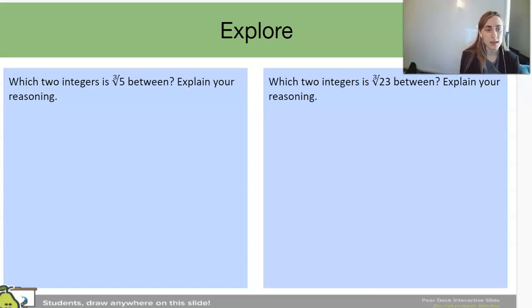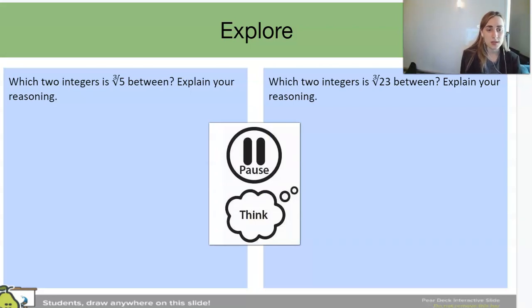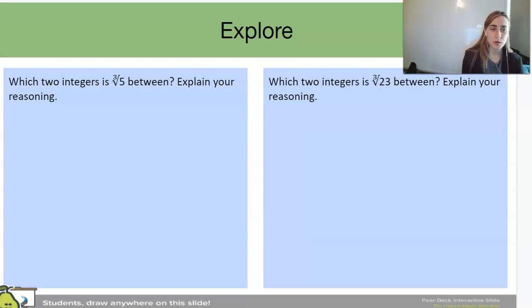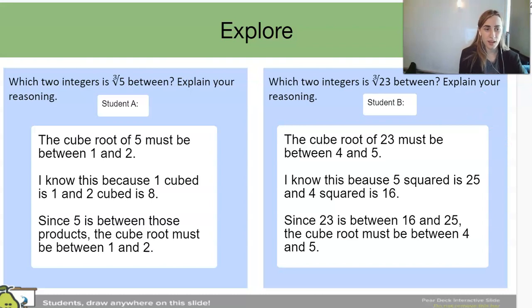So pause and think about these questions. Explain your reasoning in the blue. And once you've had enough time to think, I'm going to show you two student responses, and you're going to decide which student you think is correct and why. All right, so here we have two different student responses to slide B of our Explore section. Let's read both students' thinking and decide whose answer is more reasonable.